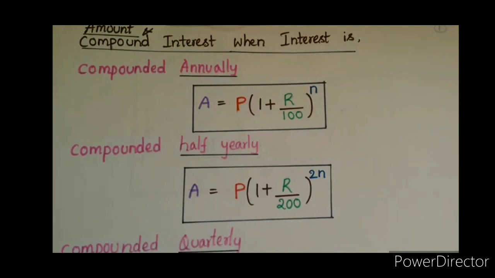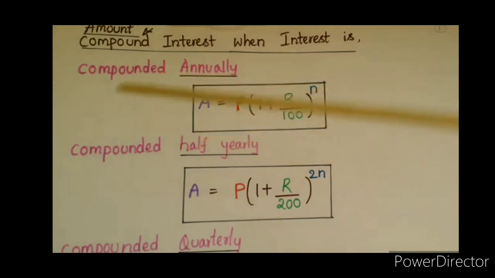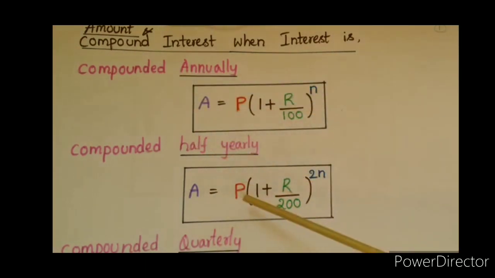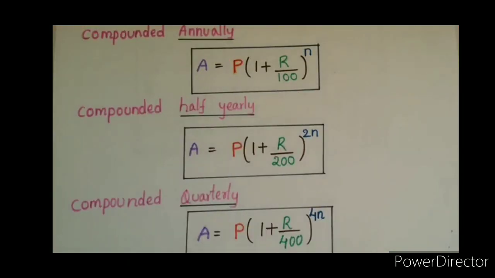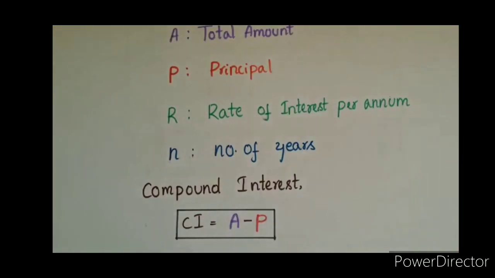Here we are having different formulas. Compound interest when interest is compounded annually: Amount equals principal into 1 plus r by 100 whole to the power n. Compounded half yearly: Amount equals principal into 1 plus r by 200 whole to the power 2n. Compounded quarterly: Amount equals principal into 1 plus r by 400 whole to the power 4n, where A means total amount, P means principal, r is the rate of interest per annum, n is the number of years.